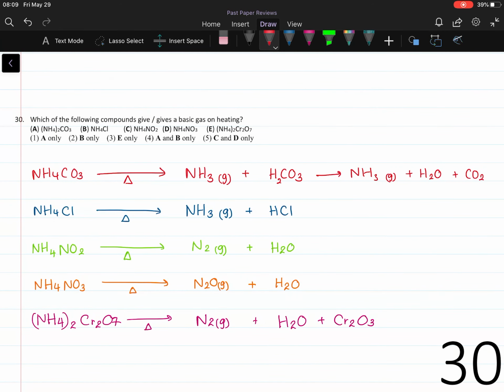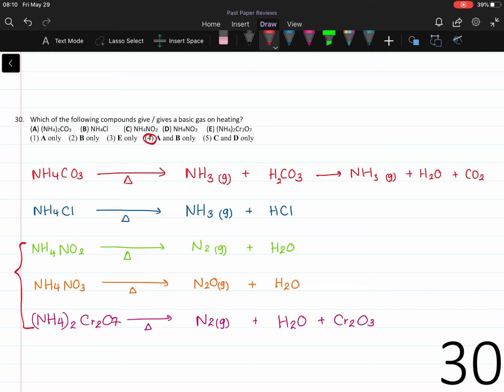Question number 30. Which of the following compounds gives a basic gas on heating? A. Ammonium carbonate, B. Ammonium chloride, C. Ammonium nitrite, D. Ammonium nitrate, and E. Ammonium dichromate. This is an easy question. All the ammonium salts except ammonium nitrite, ammonium nitrate, and ammonium dichromate emit ammonia gas when they are heated. So we can easily come to the answer as answer number 4.